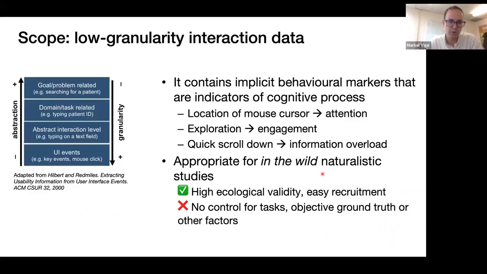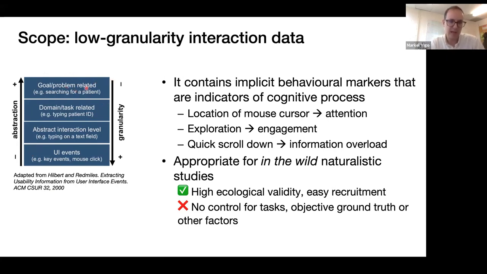I focus on low granularity interaction data, and we can define this by comparing it with the other types of interaction data. So you see this stack here on the left-hand side. At the bottom, we have the low granularity data. At the top, we have the high granularity data. The high granularity data is related to a goal or a problem. It's highly descriptive, okay? It tells you a lot of information. And the low granularity data is not descriptive at all. It's very specific, and it lacks context, okay?